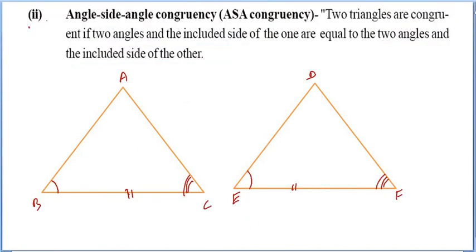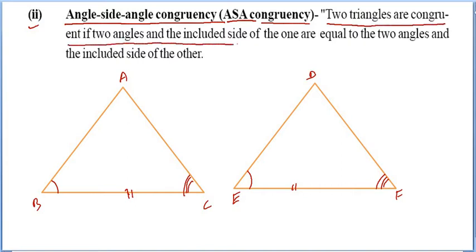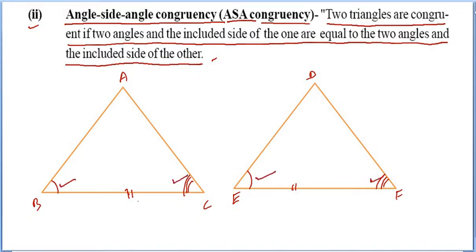Now come to the second rule, angle side angle congruency, that is the ASA congruency. Two triangles are congruent if two angles and the included side of one are equal to two angles and the included side of the other triangle. You can see here this angle and this angle are equal. Also this angle and this angle are equal, and the sides are equal.